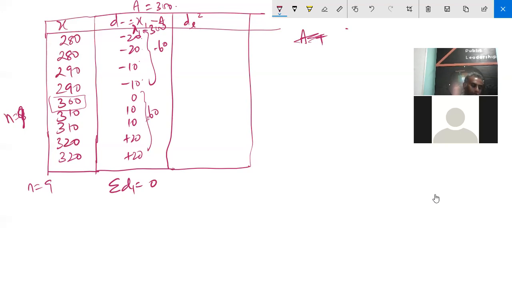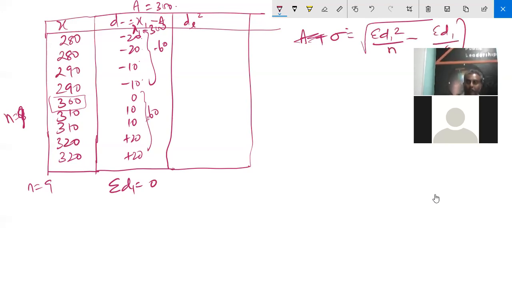So standard deviation, if you use the assumed mean method, sigma is equal to the whole root of sigma d of i squared by n minus sigma d of i by n the whole square. Now you have to find d of i squared.